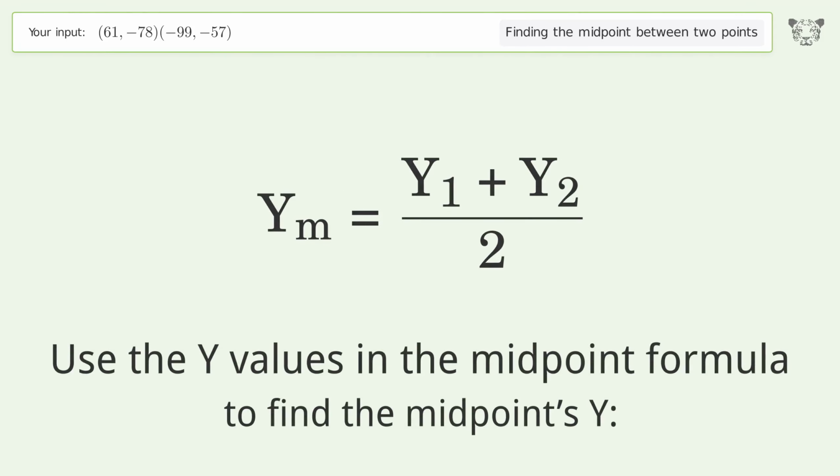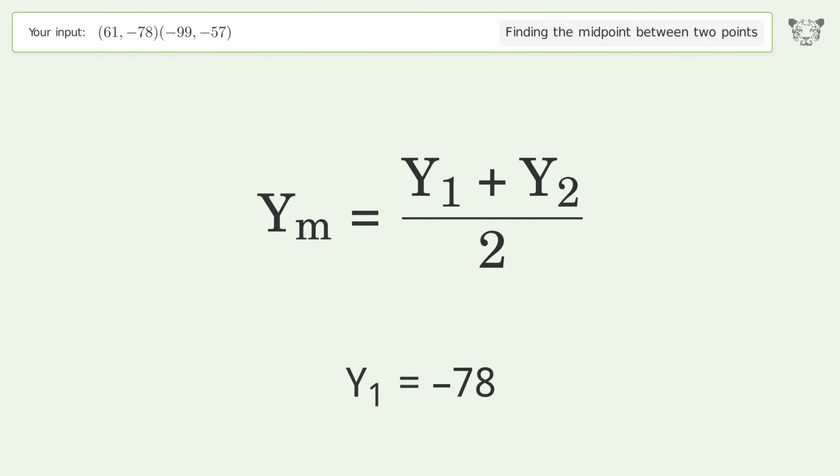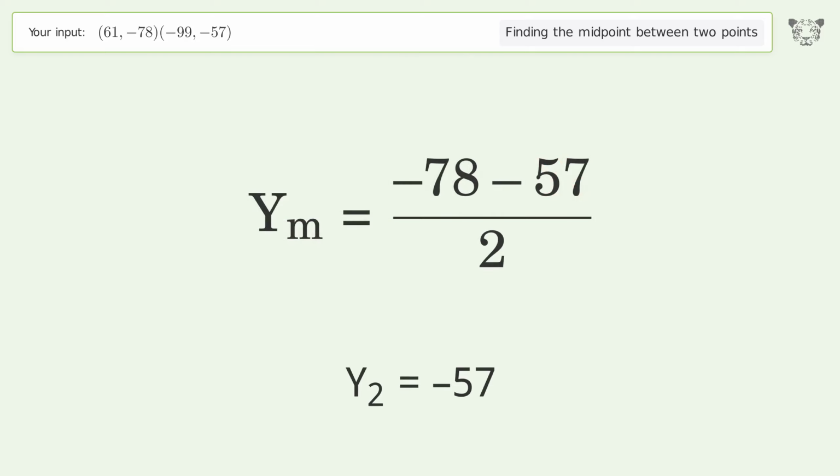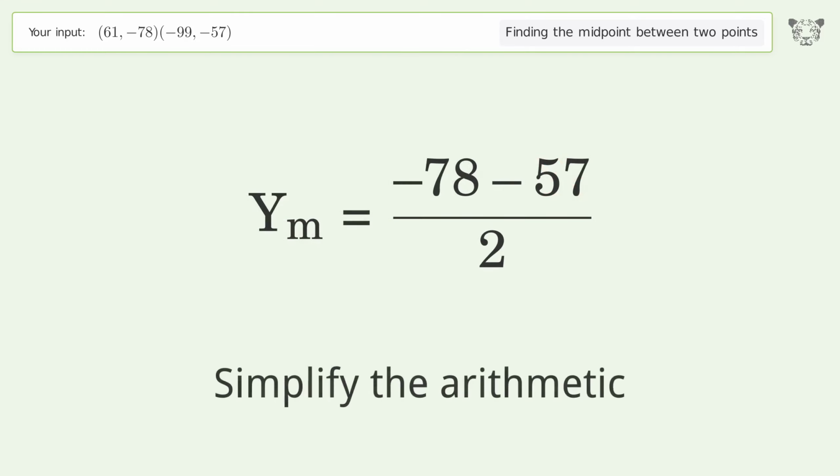Use the y values in the midpoint formula to find the midpoint's y. y1 equals -78. y2 equals -57. Simplify the arithmetic.